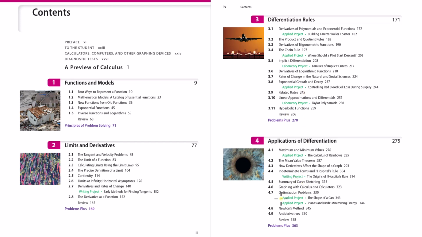Okay, in this video, we're going to go through section 4.7, which is on optimization problems. Now, in the previous video, I did a preview of optimization problems to lay some groundwork before we got into this section of the textbook. So if you need, go check that out first. It's the video just before this in the calculus playlist, but I'll also post a link in the description.